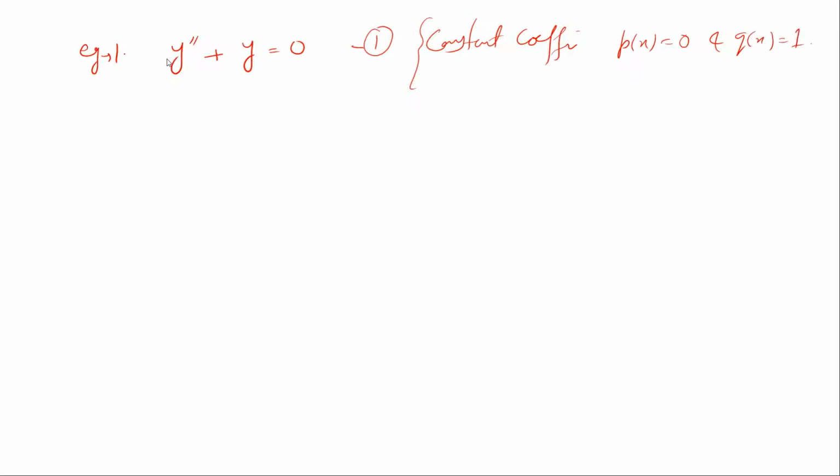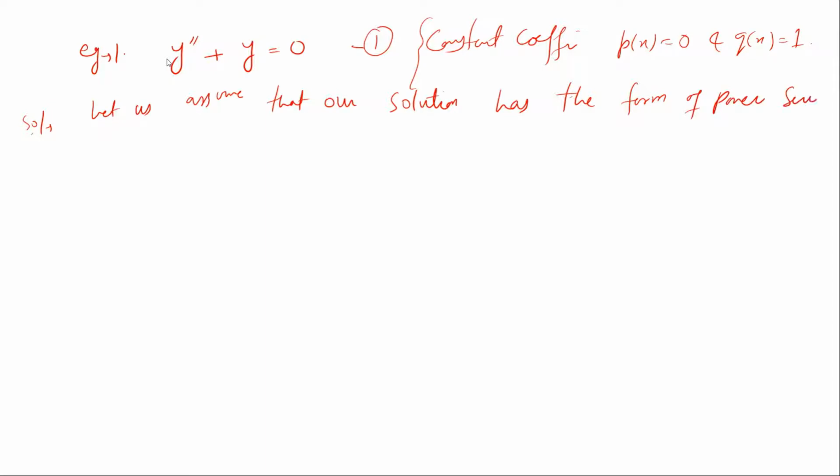Now for solving this problem, let us assume that our solution has the form of a power series: y equals the sum from n equals 0 to infinity of a n x to the power n, that is equal to a naught plus a1 x plus a2 x square plus so on.